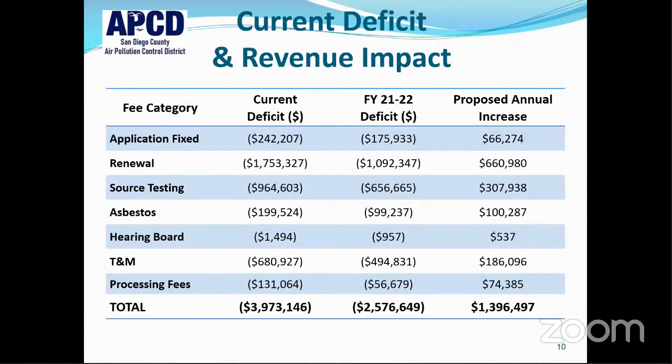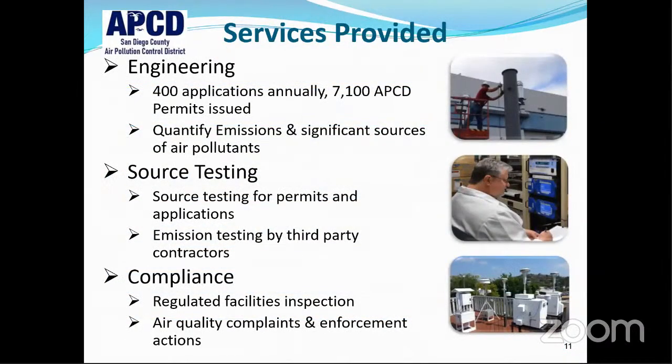This plan will result in additional revenues up to $1.4 million per fiscal year and will reduce annual revenue deficits from $4 million to $2.6 million. Services provided. Engineering evaluates approximately 400 applications annually and a total of 7,100 APCD permits in San Diego County.